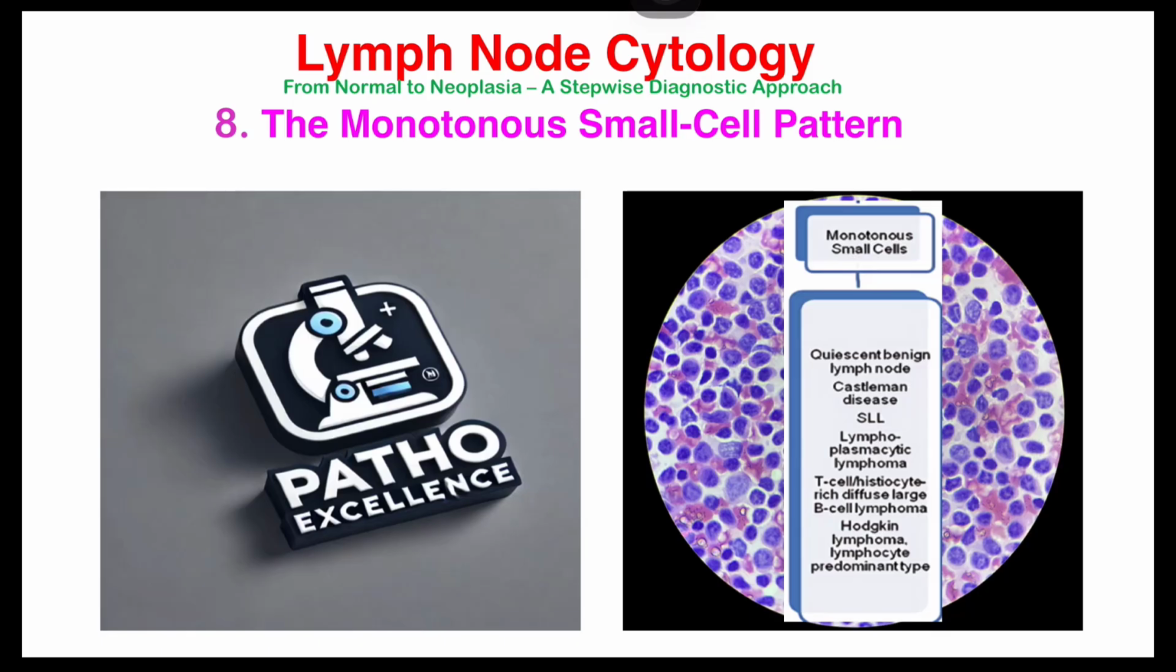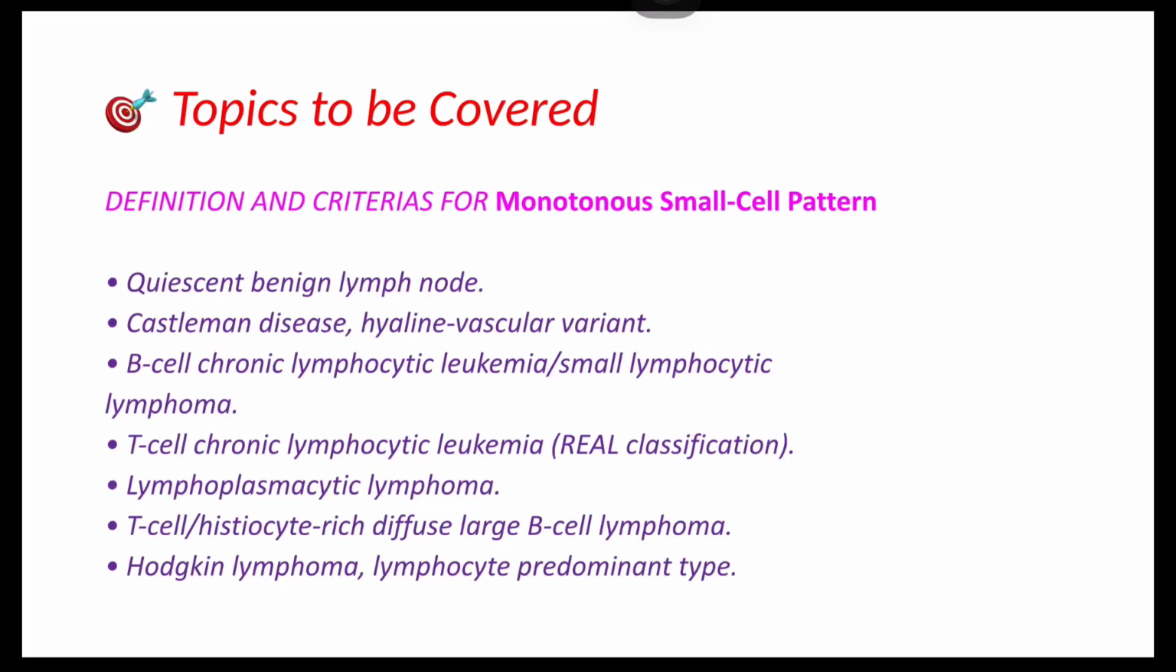In this video of the lymph node cytology series, we are going to discuss the monotonous small cell pattern. In the previous video, we discussed the polymorphous cell pattern in lymph node cytology. So today, the topics we are going to discuss are, first, the definition and criteria for the monotonous small cell pattern, and then the differential diagnosis of this pattern, one by one.